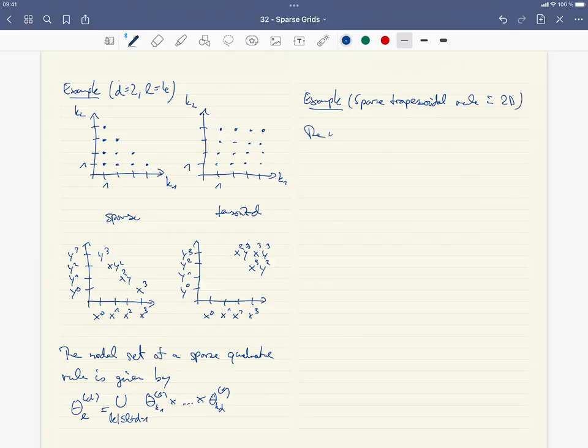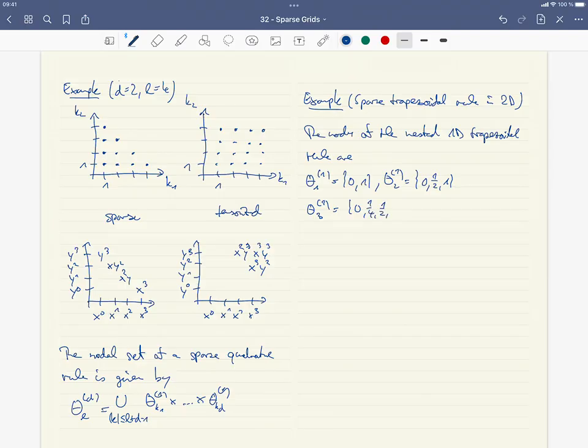So the nodes of the nested 1D trapezoidal rule are these. So just in our notation, theta 1 1 consists of 0 and 1. Theta 2 1 is 0, 1/2 and 1. Theta 3 1 is 0, 1/4, 1/2, 3/4, and 1.